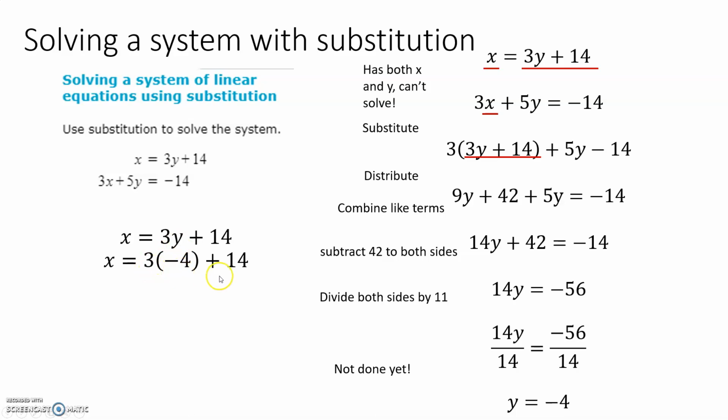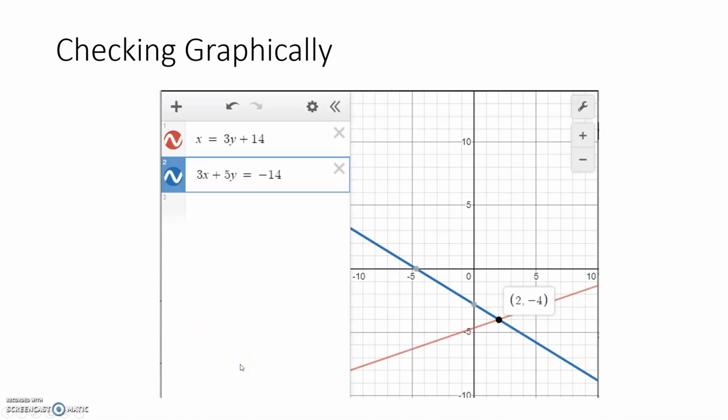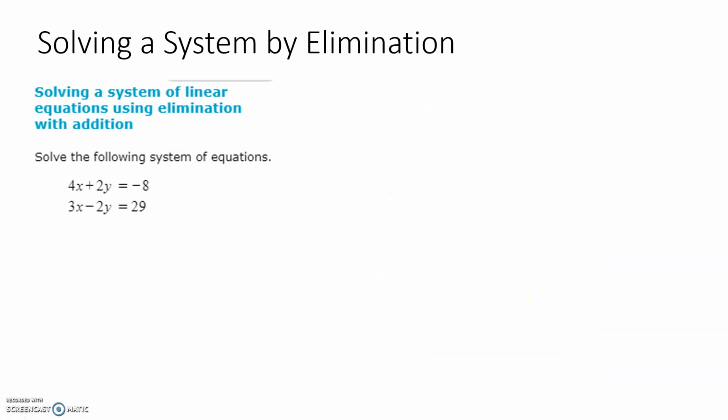3 times -4, let's get y equals plus 14. 2 times negative 4, that's negative 12, plus 14 is positive 2. So our answer is 2, negative 4. Checking mathematically, we get 2, negative 4. Okay. Alright, we're going to move on to our second method of solving.